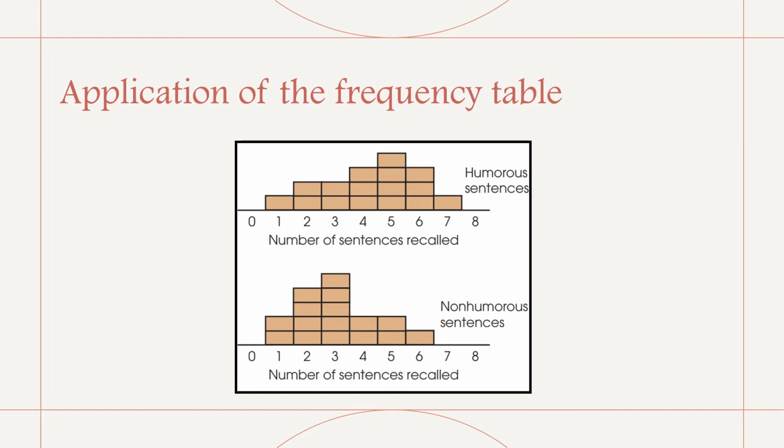So the maximum number of words recalled was 5, and it was also frequently done. So it is easier to recall the humorous sentences. And when we look at the non-humorous sentences, the majority of the sample recollected 1 sentence, 2 sentences, and 3 sentences, but they were not able to go beyond that. Only a few people were able to recall the non-humorous sentences beyond this frequency, right?